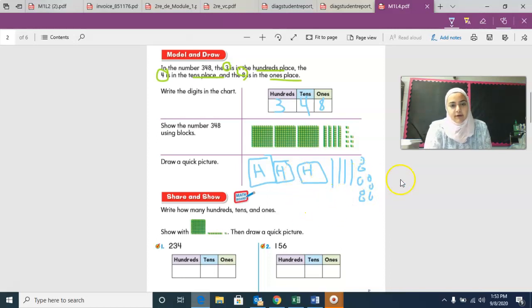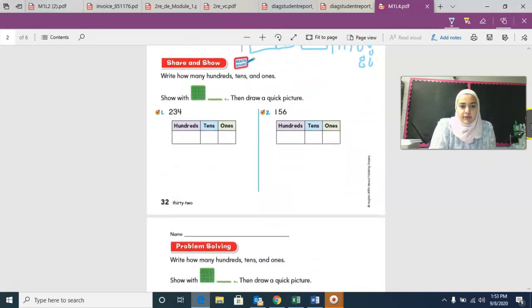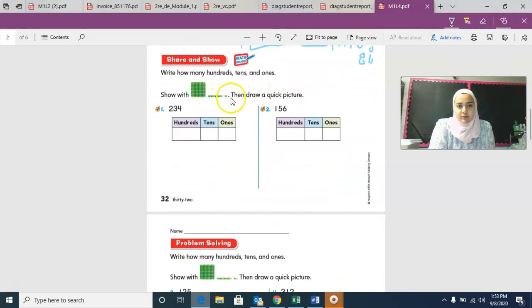There. All right. Write how many hundreds, tens, and ones. It says show with the hundreds blocks, 10 block, and the 1 block, then draw a quick picture. All right. So we don't have the blocks to show, so we're just going to plug in the numbers and draw the picture. So the first one says 238. Well, what number is in the hundreds place? The 2 is in the hundreds place, so we're going to write 2 in the hundreds. What number is in the tens place? 3 is in the tens place. Oh, 3 right there. What number is in the ones place? 4 is in the ones place. We're going to write that right there. Now we have to draw it.